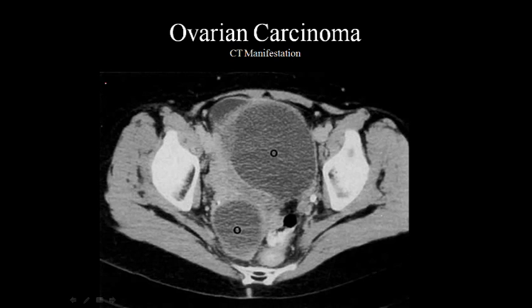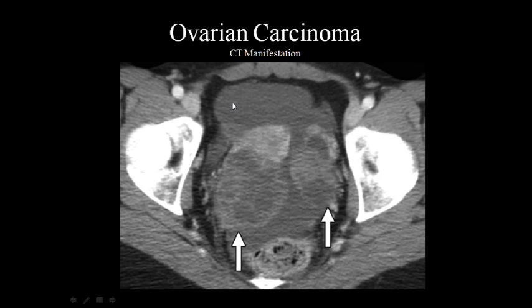So here we see, we've got them labeled, one ovary and another ovary. And we see that there is a septation here, and there's all of this kind of haziness, fatty deposits there. This is what really gives us the clue that potentially this is a carcinoma, along with this septation. That's really all that we can tell that might give us some indication here.